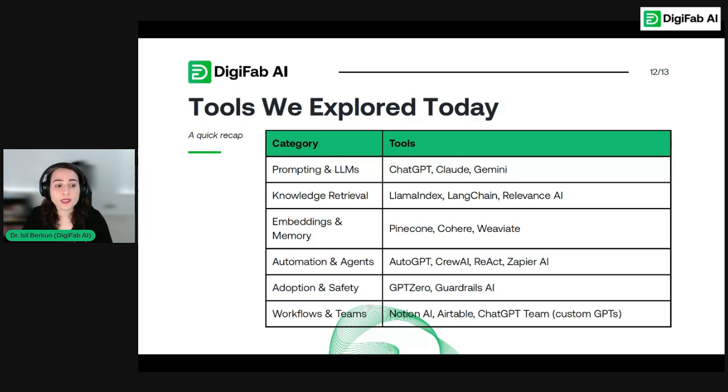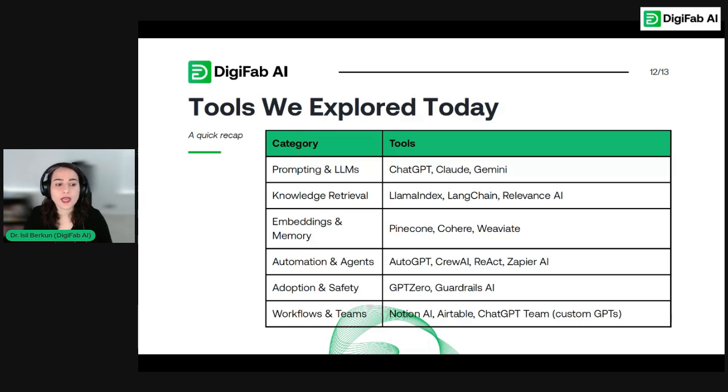So for prompting and LLMs, we touched on ChatGPT, Claude is a great one, and of course Gemini. So practice some of the prompting techniques that we talked about today. Then we have knowledge and retrieval: LlamaIndex, LangChain, and Relevance AI. Then embeddings and memory. We touched on the flow of what embeddings are, vector DBs, and so on. Pinecone, Cohere, and Weaviate are some of the largest players in this area.